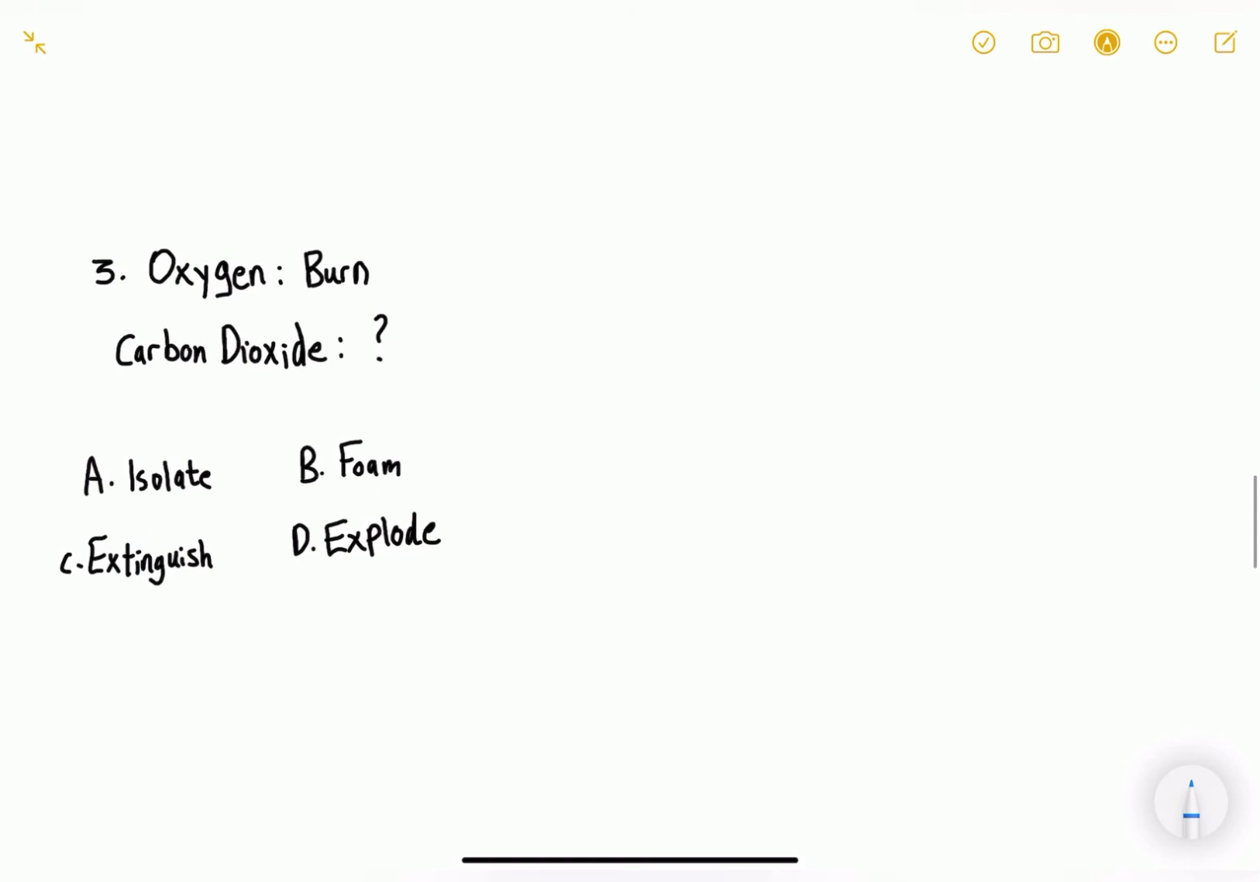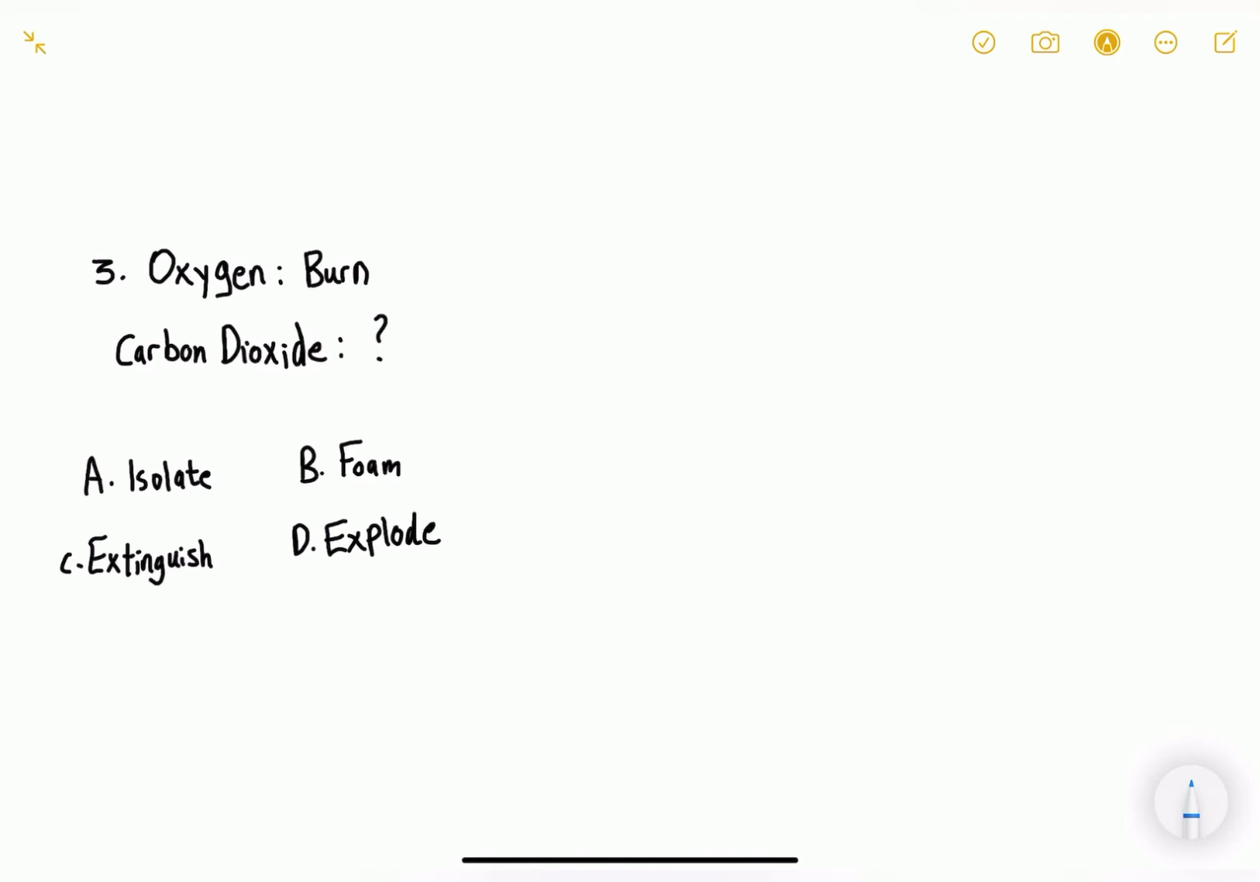Now let's move on to question number 3. Question number 3 says oxygen, burn, carbon dioxide, question mark. So we know that oxygen basically supports the chemical processes that happen during a fire. So when fuel burns, it reacts with oxygen in the surrounding air, releasing heat and generating combustion products such as gas, smoke, etc. And we know that this process is called oxidation, but we don't need to know the process name for this question, but I just thought, why not give you the information?